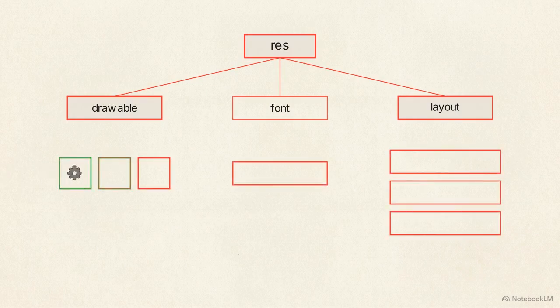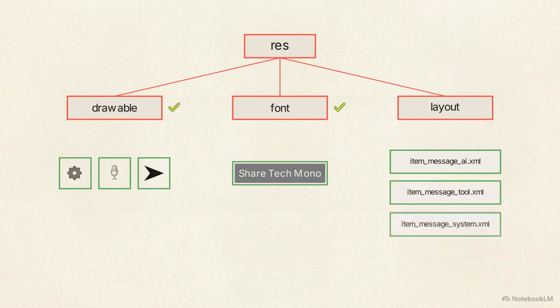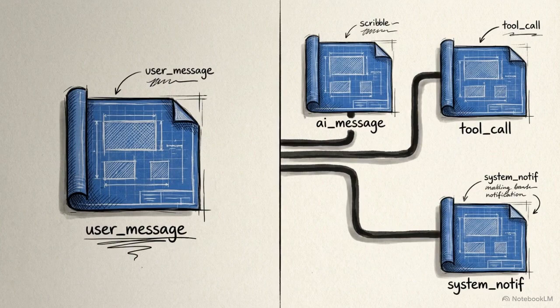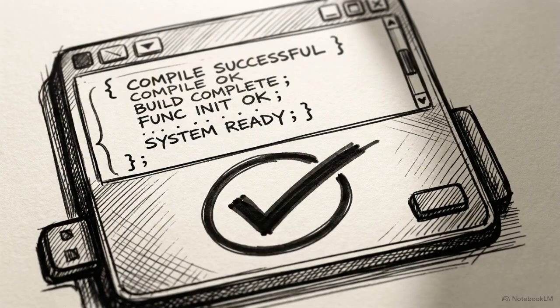First, you must manually generate the missing vector assets. Add icons for the settings menu, microphone, and navigation into the drawable folder. Next, download the ShareTech monofont from Google Fonts and move it into a newly created font resource folder. Finally, you have to resolve the missing files for the chat adapter logic, which handles how messages are displayed in the interface. Use the existing user message template to recreate layout files for AI messages, tool calls, and system notifications. Only after you inject these missing assets will the project successfully build.